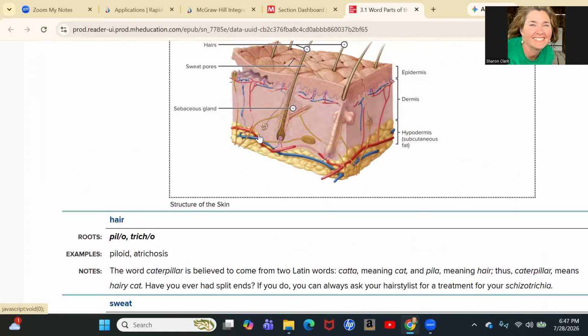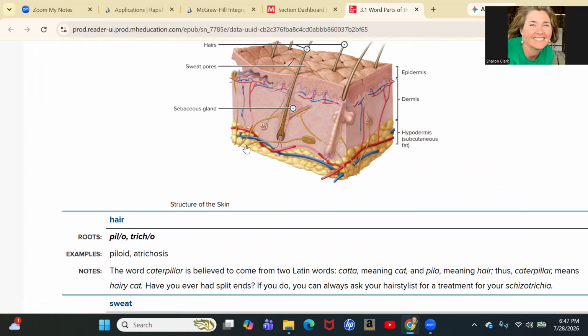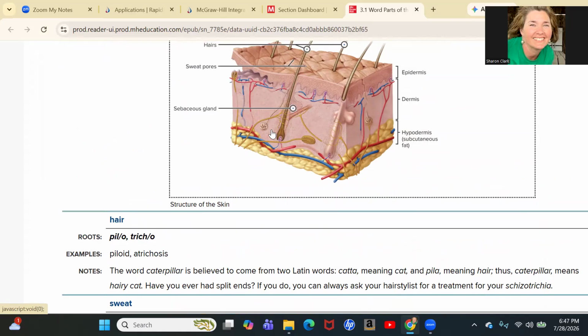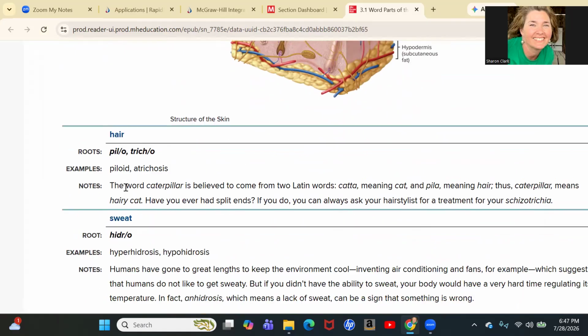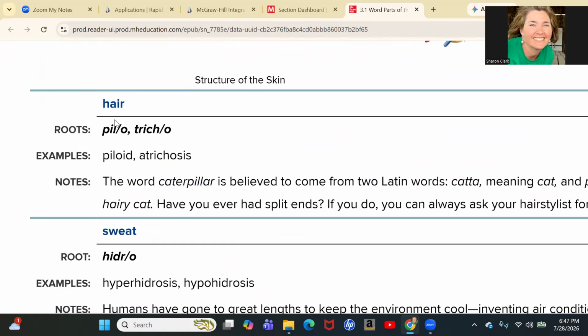The accessory organs found within the dermal layer include your hair follicles, and we won't get into the details of the hair root, the hair nerve, the hair shaft, that kind of thing. Just know that the word root for hair is pilo or tricho.